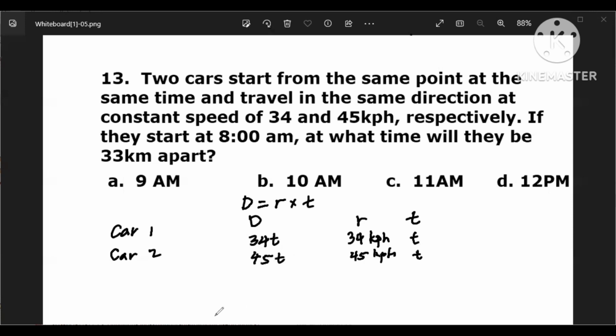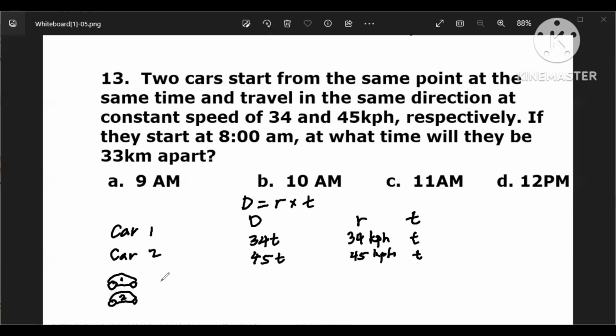Now the question is, how do you set up the equation, no? So let's make an illustration, no? Kunwari ito yung car 1. Okay, so pasensya na sa illustration natin, no? So kunyari ito yung car 1, ito yung car 2.